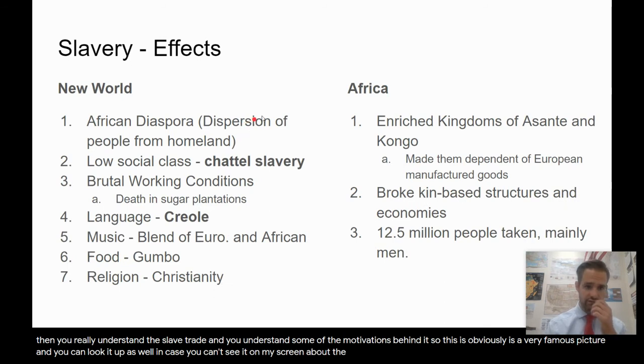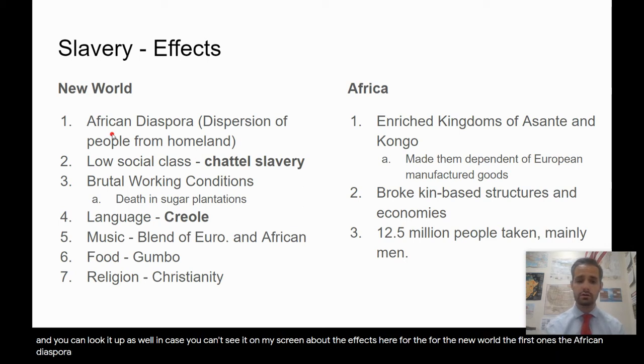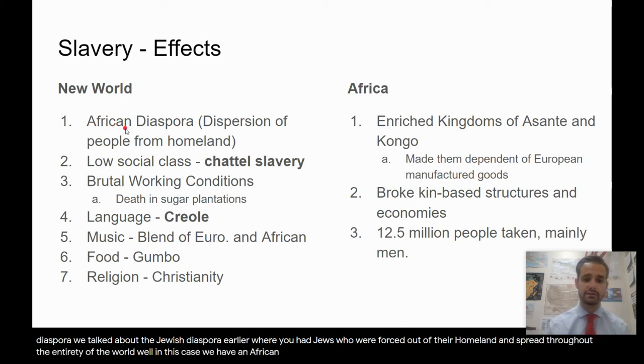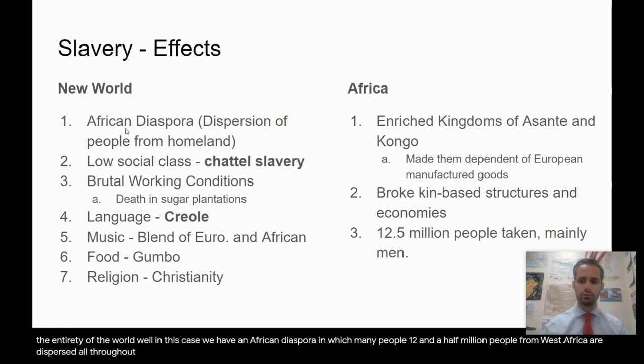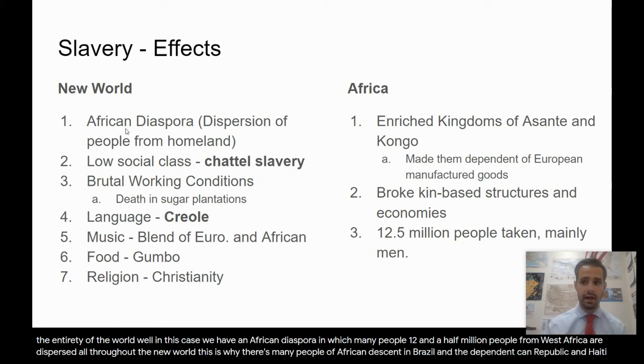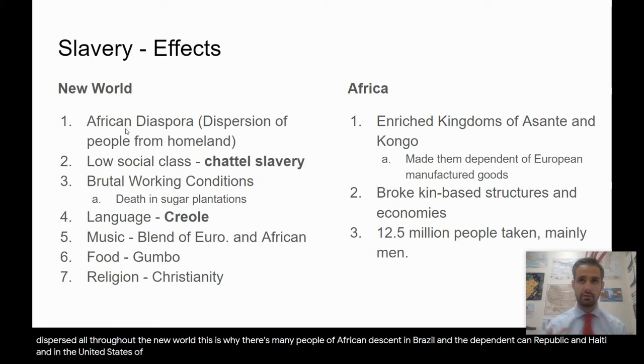Let's talk about the effects here for the New World. The first one's the African diaspora. We talked about the Jewish diaspora earlier, where you had Jews who were forced out of their homeland and spread throughout the entirety of the world. Well, in this case, we have an African diaspora in which 12.5 million people from West Africa are dispersed all throughout the New World. This is why there are many people of African descent in Brazil and the Dominican Republic and Haiti and in the United States of America. It's because they were forced into the Middle Passage and across the Atlantic Ocean.